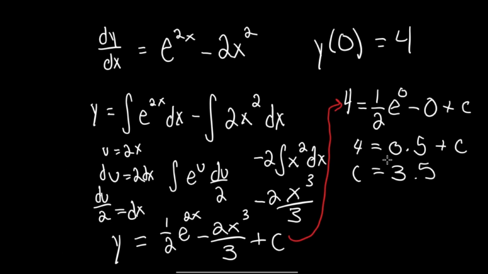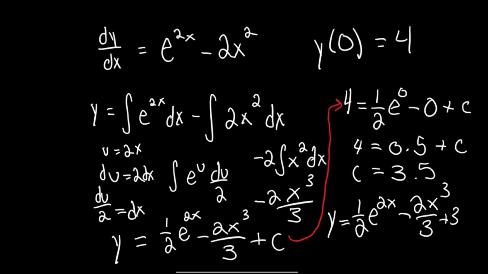Now, this is our particular solution, but we should plug it back in. So we should be left with y is equal to 1/2 e to the 2x minus 2x cubed over 3 plus 3.5. Now, you can always verify your solution because you know that this is the integral of your derivative.